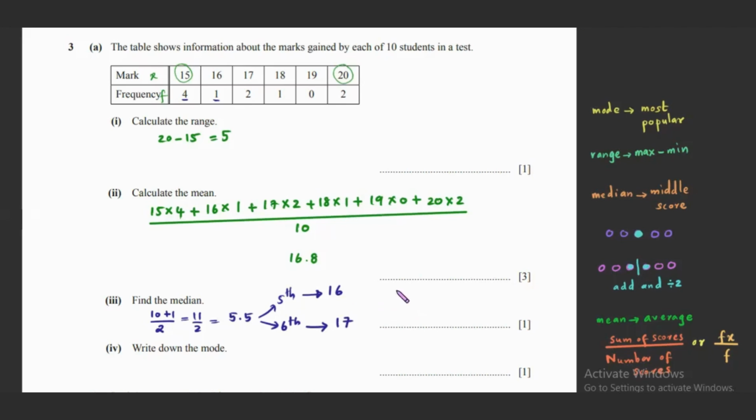Therefore, to calculate the median, I need to add this 16 and 17 and divide it by 2. So when I add them and divide it by 2, I get 16.5. This is the median.